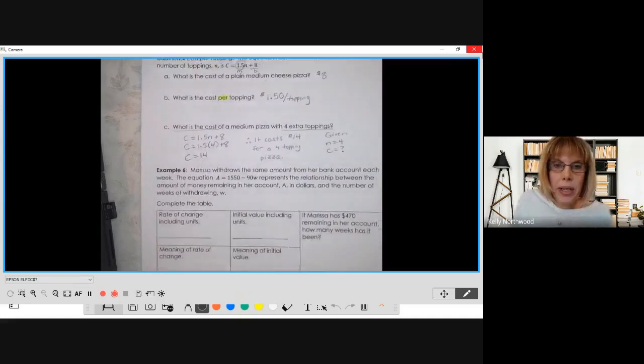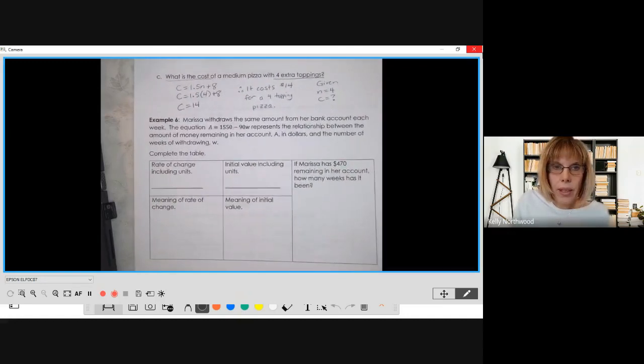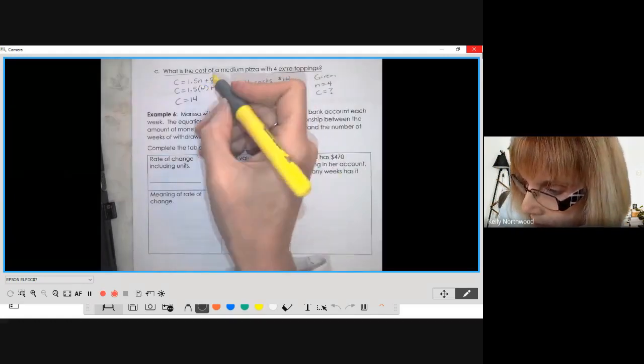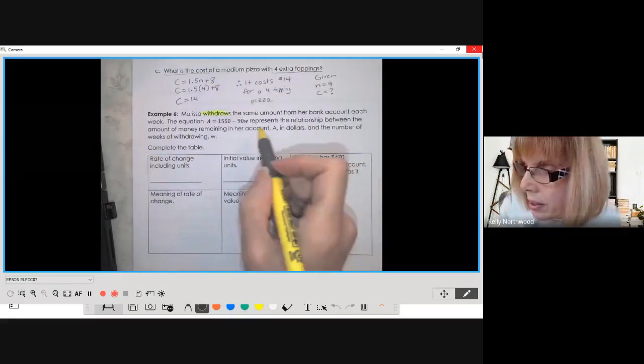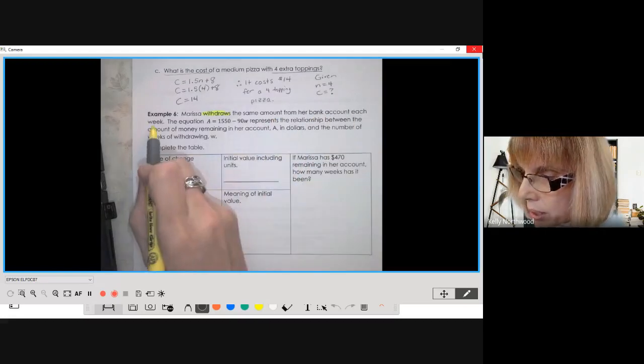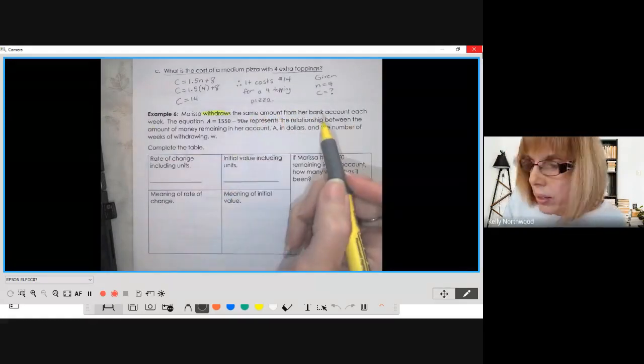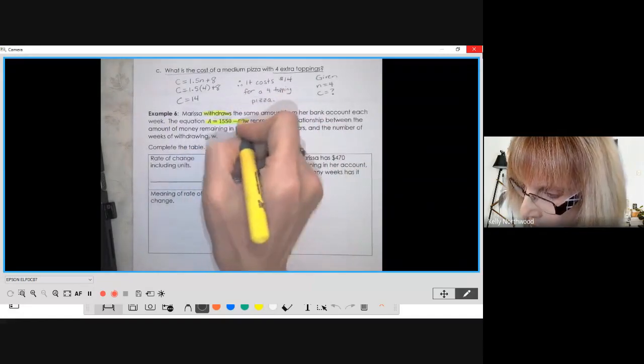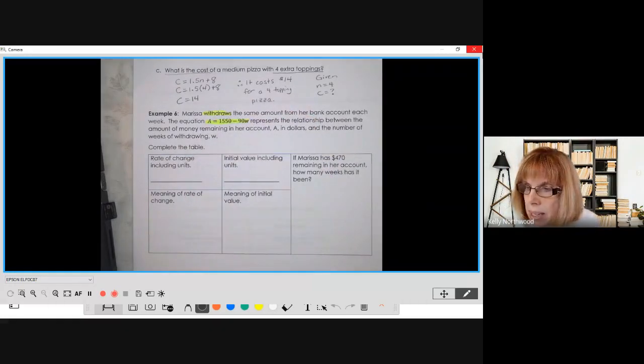All right, our next example is another EQAO question. Marissa withdraws the same amount from her bank account each week. So withdraws means takes out the same amount from her bank account each week. And the same amount shows us a constant rate, okay? The equation A equals 1,550 minus 90W represents the relationship between the amount of money remaining in her account A in dollars and the number of weeks of withdrawing W.